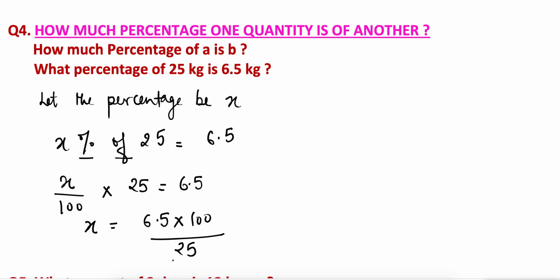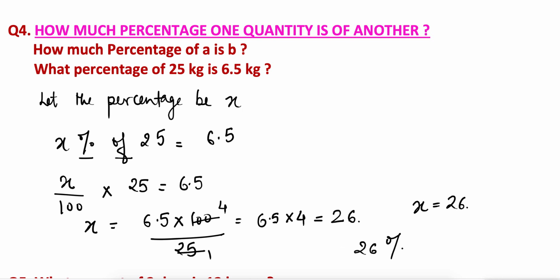Now let's simplify it. 25 ones are 25, 25 fours are 100. Now 6.5 multiplied by 4 is equal to 26. So x is equal to 26. And what is x? x is the percentage. So what percentage of 25 is 6.5? It is 26%. 26% of 25 kg is 6.5. And 26% is our answer.